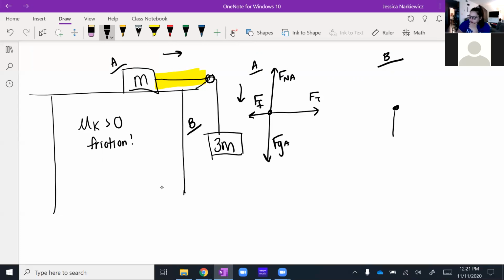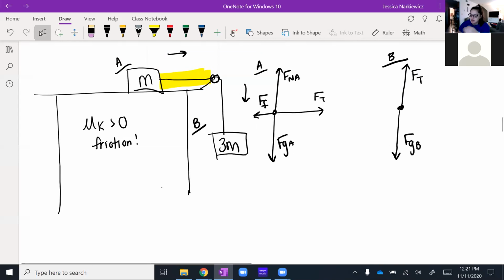Then acting on block B, I have a force of gravity and a tension force. Block B is hanging in the air. So since block B is not on a surface, I shouldn't see any sort of normal force or friction force. Okay. Now, what gets confusing about looking at these two boxes as individual systems is box A is moving to the right and box B is moving down, which makes things really weird because we have two different directions of motion.